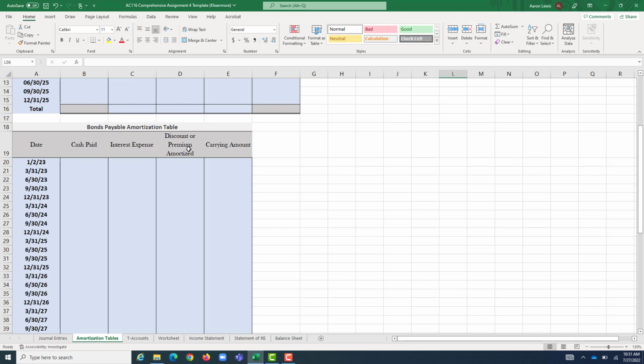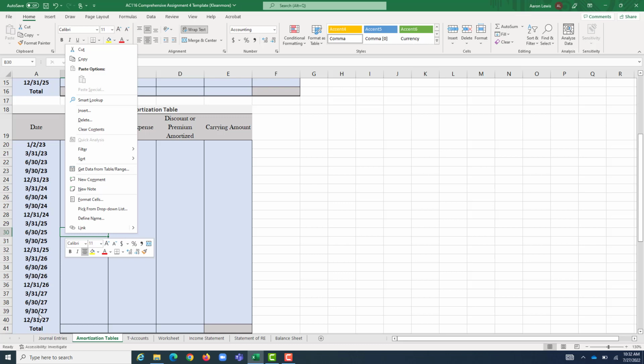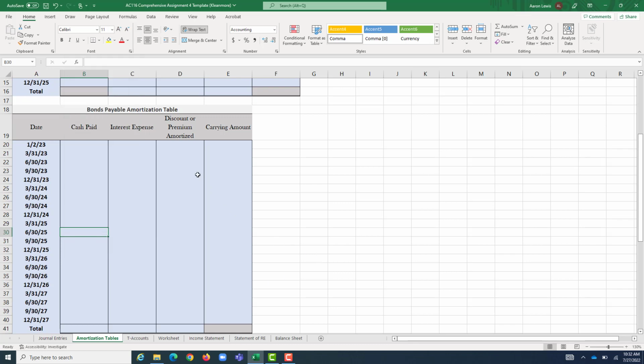So we need to amortize a premium. We need to get that premium off our books by the end of this bond's life, which the repayment date is going to be 12/31/27. We need to get that thing completely off our books, completely amortized by the time our bond is due. And then lastly, carrying amount is the value the bond will be carried for on our books.